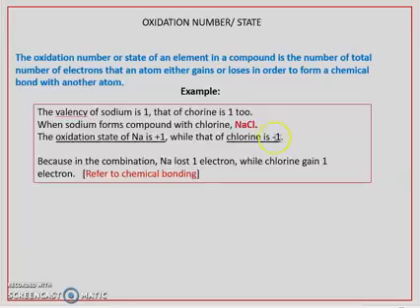Are you getting it? So for them to form this compound, sodium lost 1 electron. So the oxidation state of sodium is +1, because when an atom loses an electron, it becomes positively charged. While chlorine gains 1 electron, which makes it -1, because when an atom gains an electron, it becomes negatively charged. Okay? Alright. If you are still confused on this, please refer to your chemical combination. That will help you. But we need to focus on oxidation number.